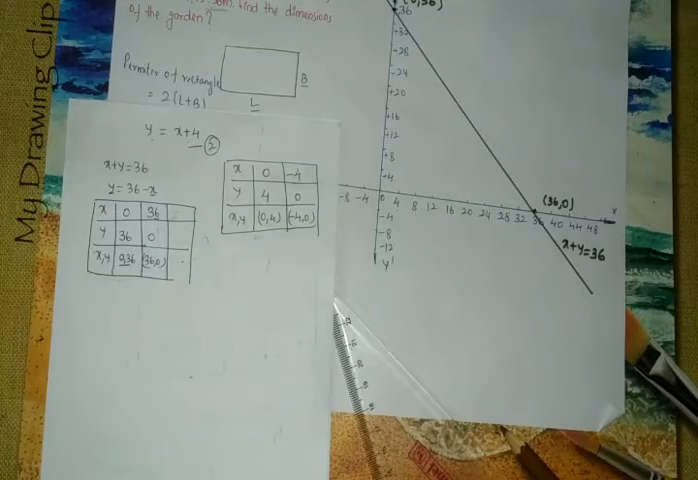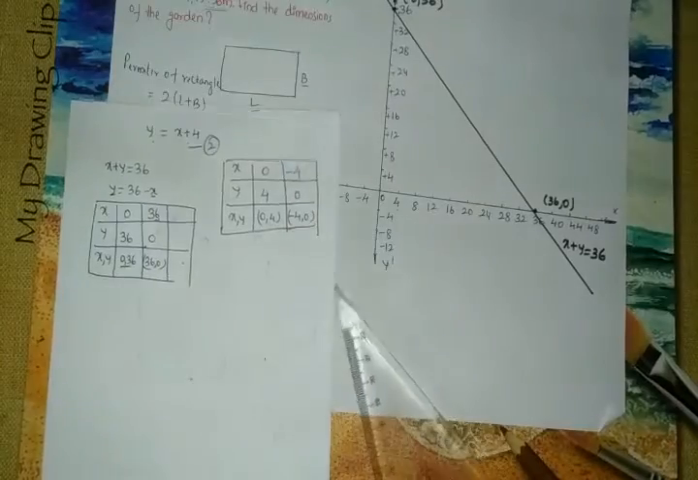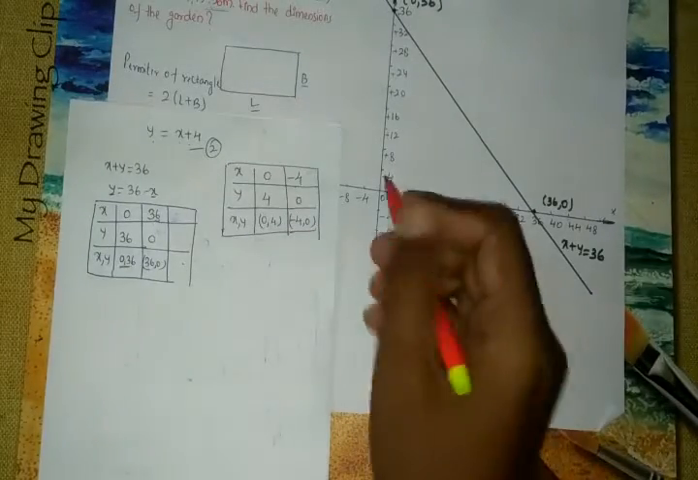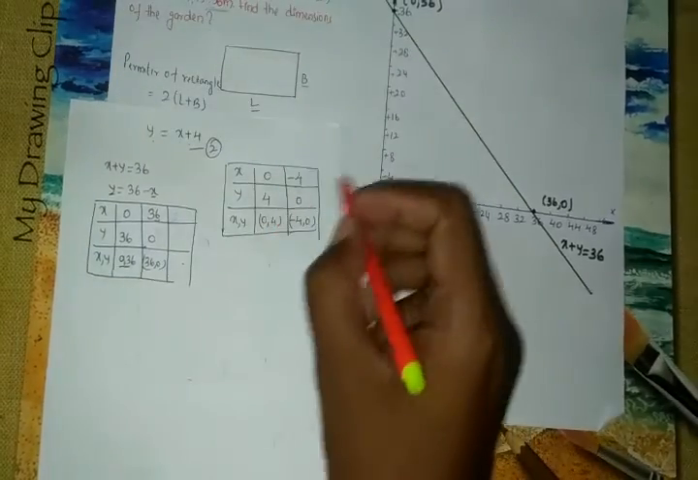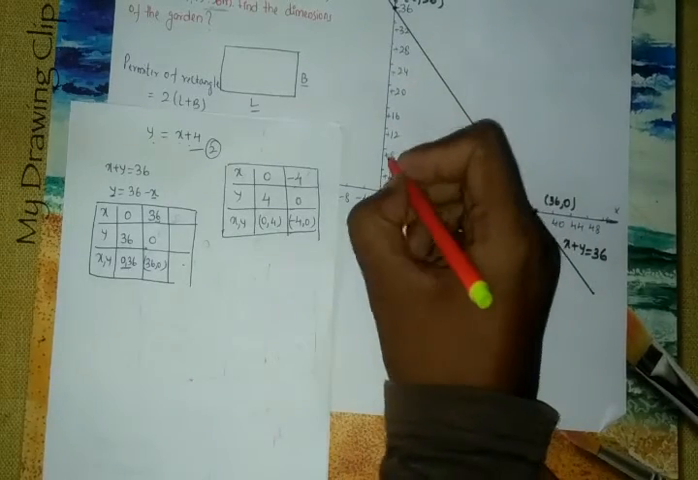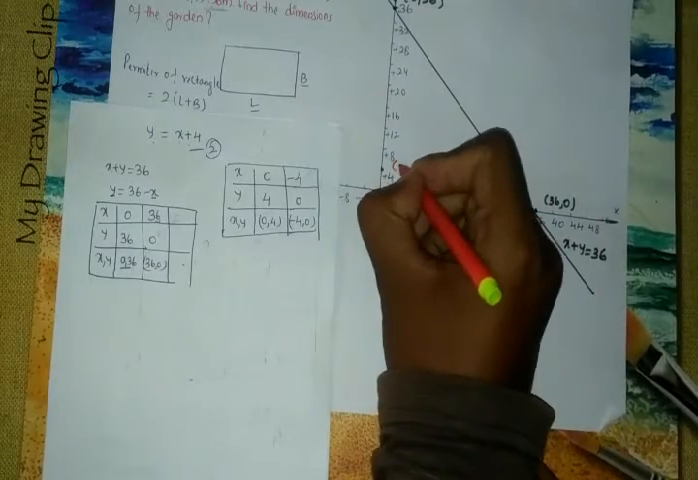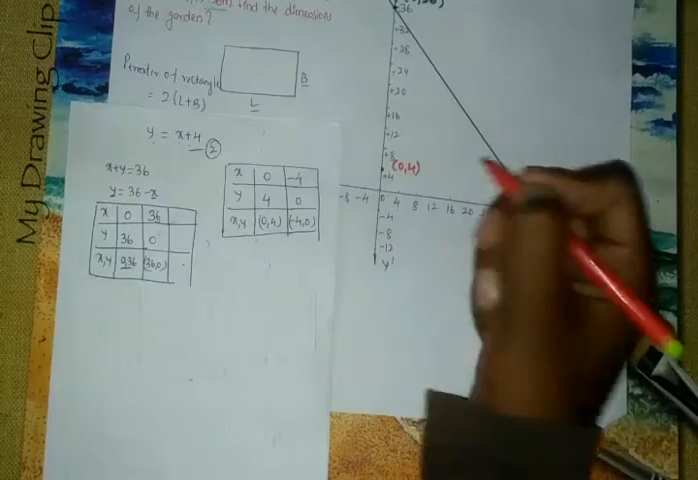Now I need to represent the points 0 comma 4 of the second equation and minus 4 comma 0. So 0 is x and 4 is y, this one, 0 comma 4.